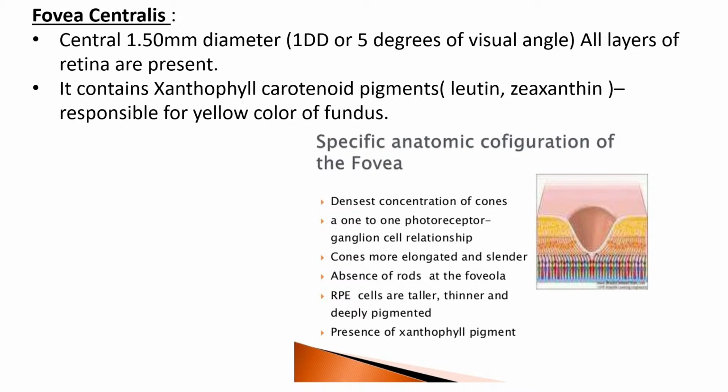Fovea centralis: it is central 1.5 mm diameter, 1 disc diameter or 5 degrees of visual angle. All layers of retina are present. It contains xanthophyll carotenoid pigments, lutein and zeaxanthin, responsible for yellow color of the fundus.